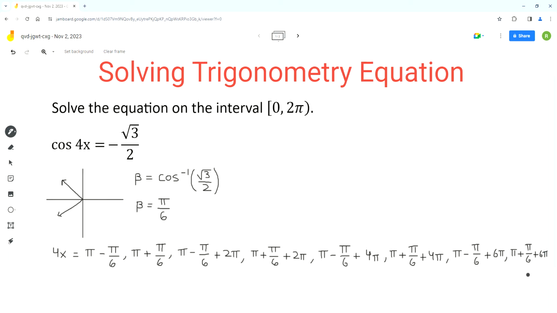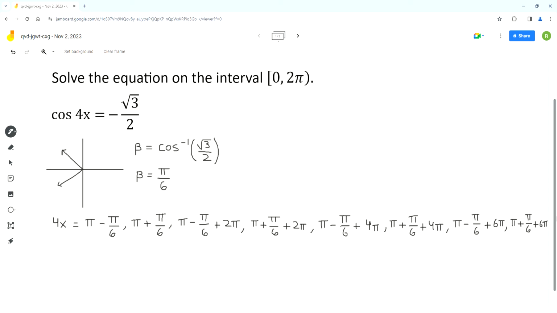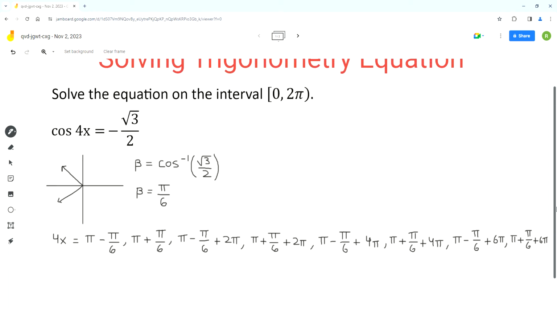Now you must be thinking that these angle values that we are getting from the second round, the third round, and the fourth round are outside this given interval. Yes, they are outside this interval, but this interval is for x. And right now we are solving for 4x. So now we should simplify these values.